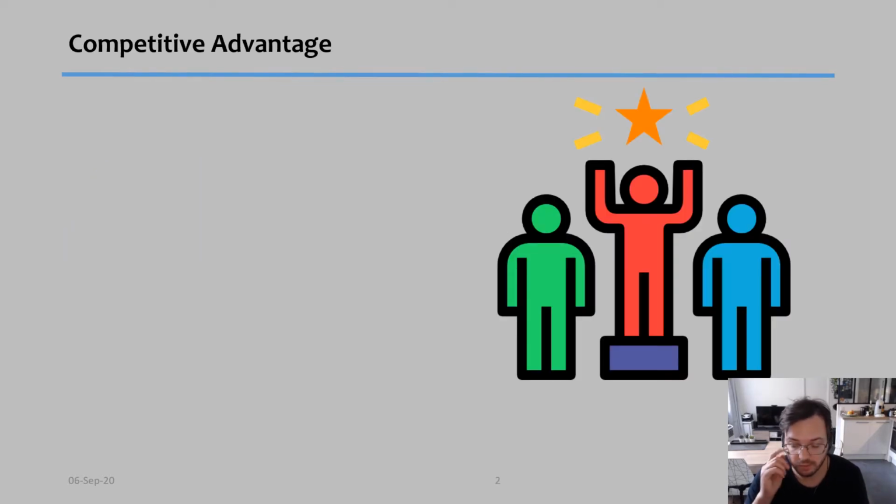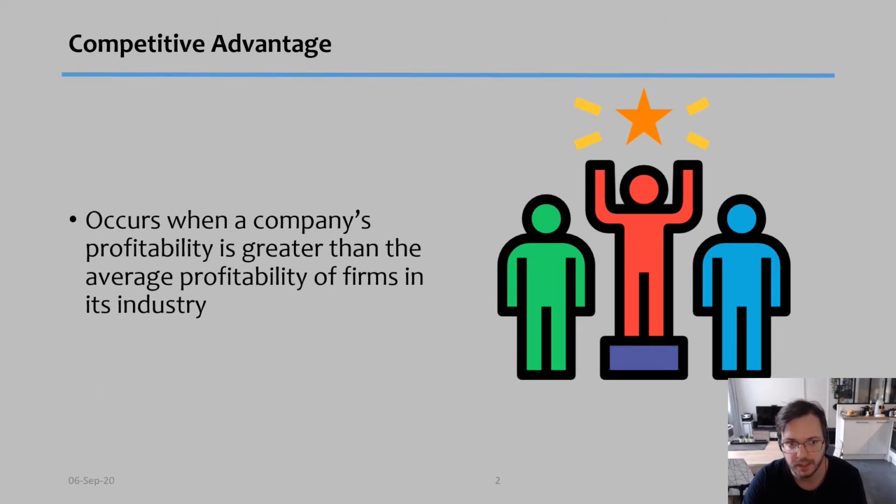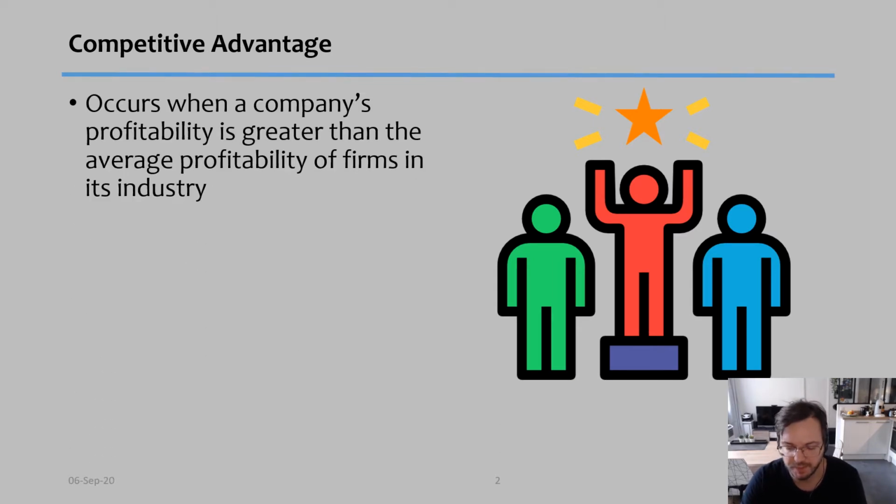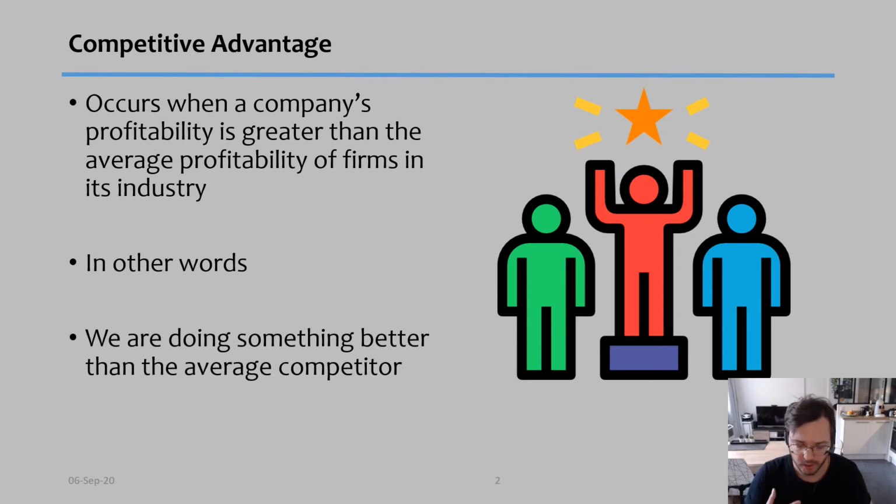Now, I'm just going to give a very broad introduction to the topic because later on I'm going to have several videos actually about this specific topic. So competitive advantage happens when a company's profitability is greater than the average profitability of firms in the same industry. In other words, it's when the company is doing something better than the average competitor, all right? Or at least something different, something that customers give value to.